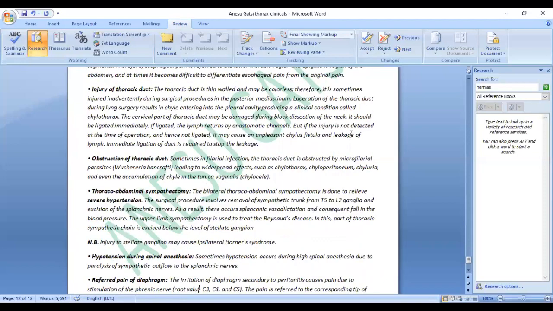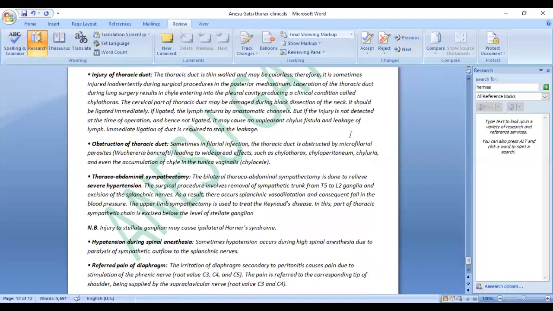Then thoracoabdominal sympathectomy is usually done bilaterally to relieve severe hypertension, because remember that the sympathetic nervous system promotes an increase in heart rate. This surgical procedure involves the removal of the sympathetic trunk from the T5 to the L2 ganglia, and excision, that is complete removal, of the splanchnic nerves. As a result, you have splanchnic vasodilation and a consequent fall in blood pressure.